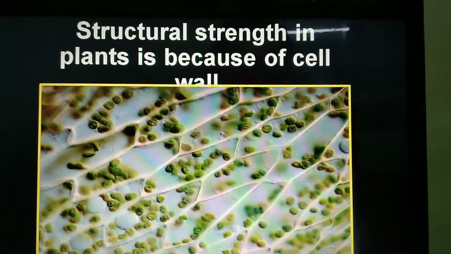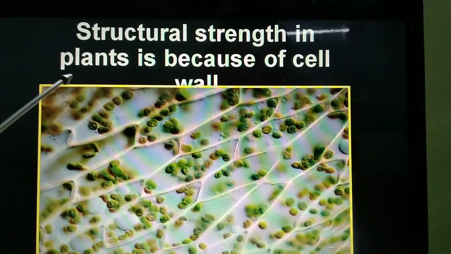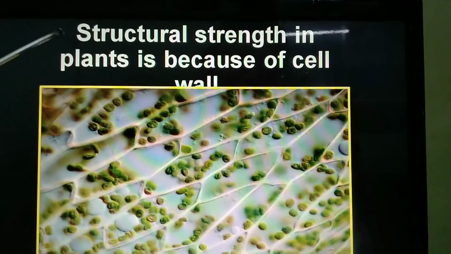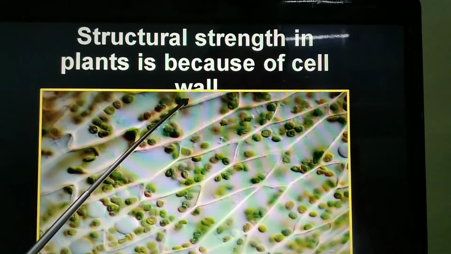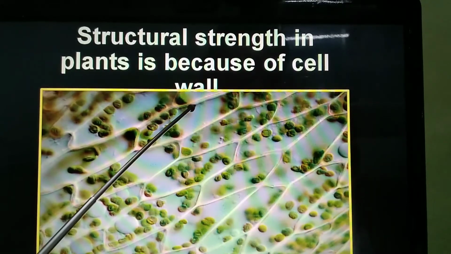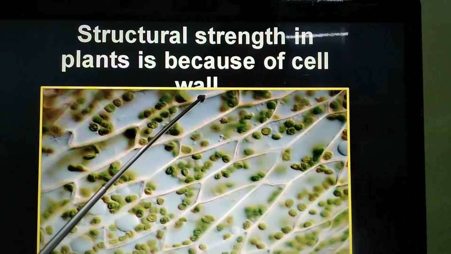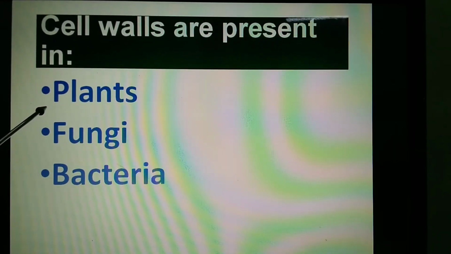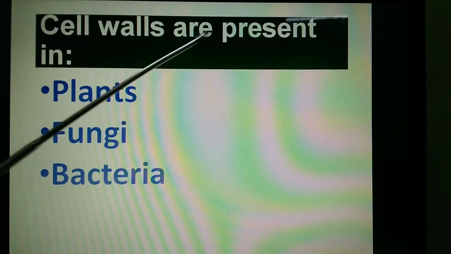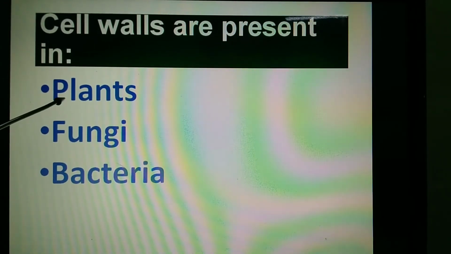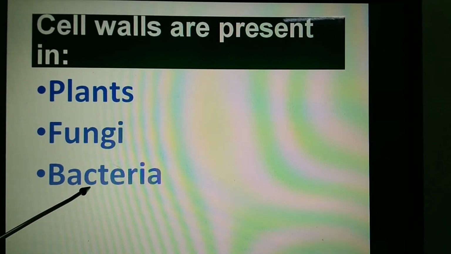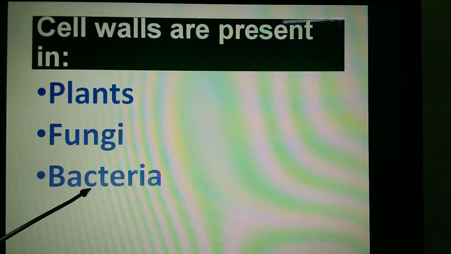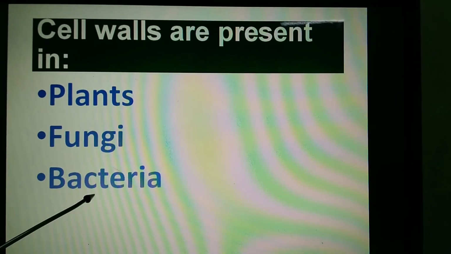Thus, we can say that the plant can have its structural strength because of the presence of the cell wall apart from the plasma membrane. And the cell walls are present in case of plants, in case of fungi, and in case of bacteria in order to provide strength to their structure.